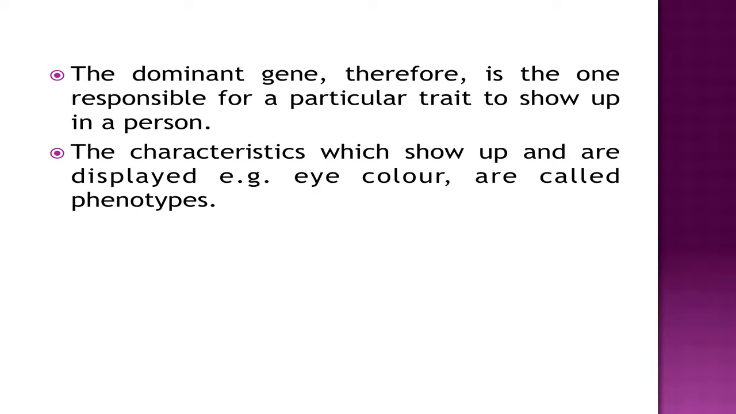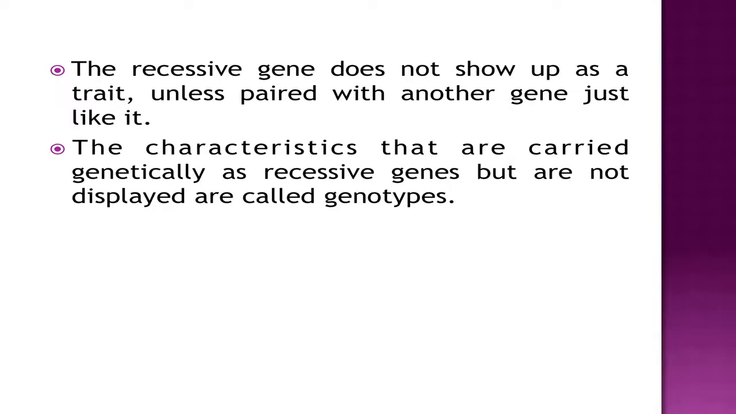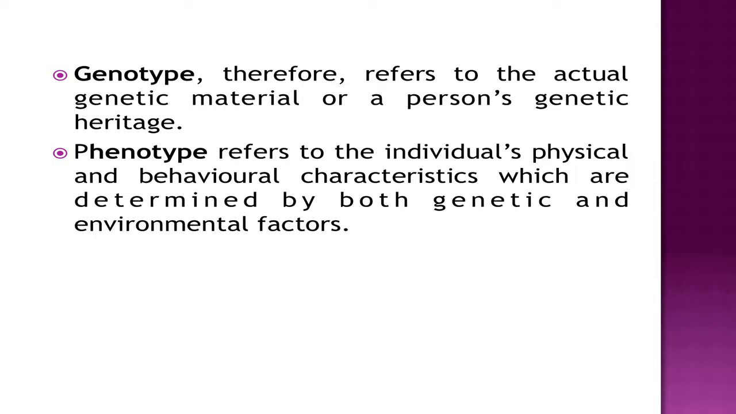The characteristics which show up and are displayed, for example, eye color, are called phenotypes. The recessive gene does not show up as a trait unless paired with another gene just like it. The characteristics that are carried genetically as recessive genes, but are not displayed, are called genotypes. Genotype therefore refers to the actual genetic material or a person's genetic heritage, while phenotype refers to the individual's physical and behavioral characteristics, which are determined by both genetic and environmental factors.